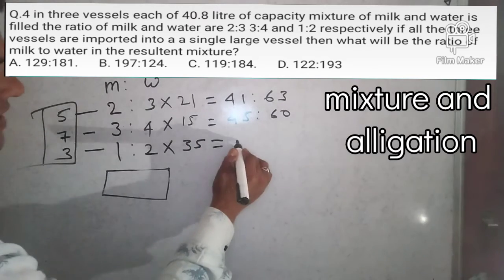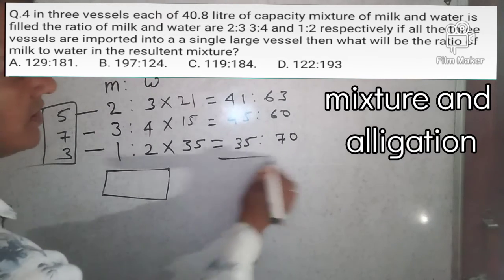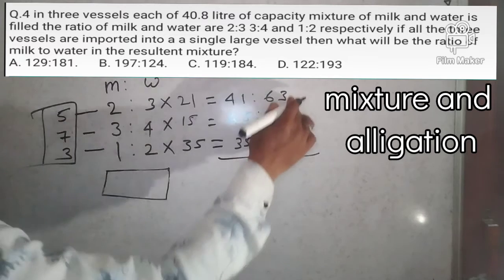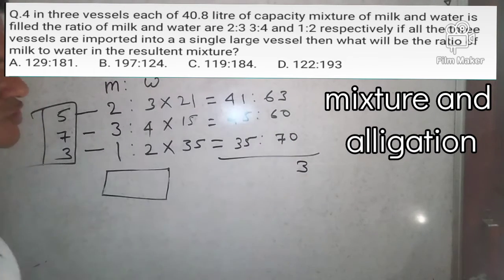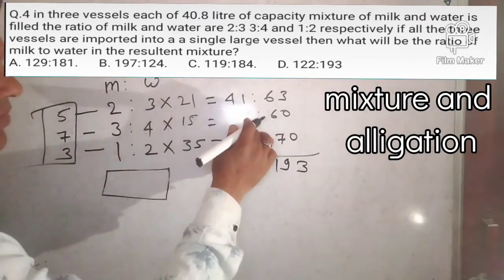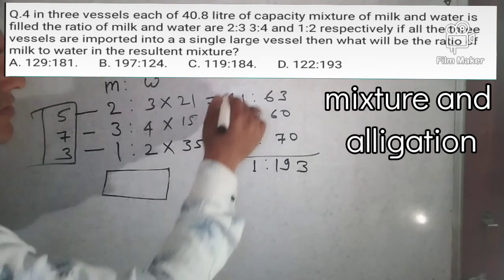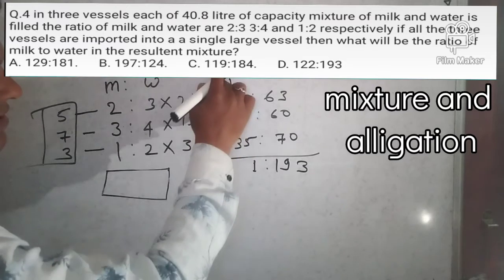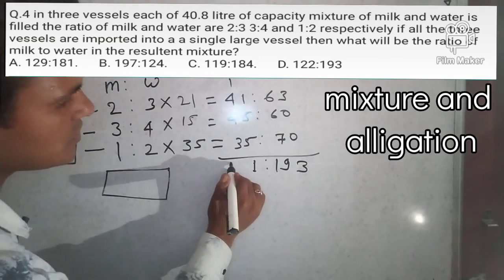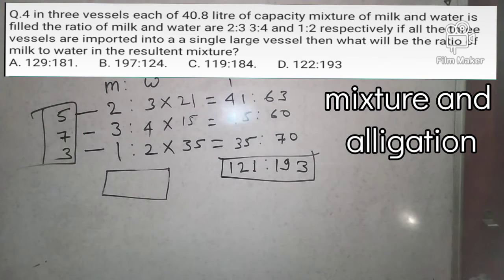So 35 times 1 is 35 and 35 times 2 is 70. Now add them. 42 plus 30 is 72, 72 plus 35 is 107, right? So 63 plus 45 is 108, 108 plus 70 is 178. So the new ratio is 121 is to 193, right?